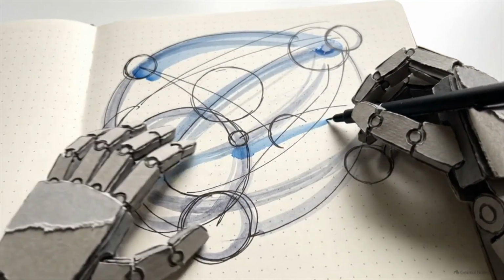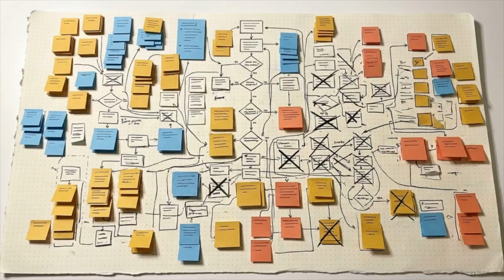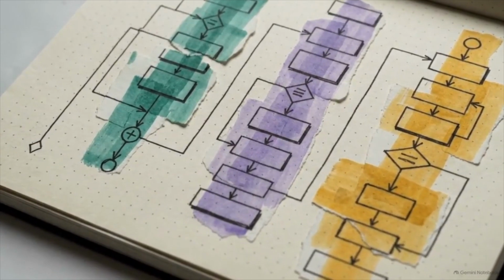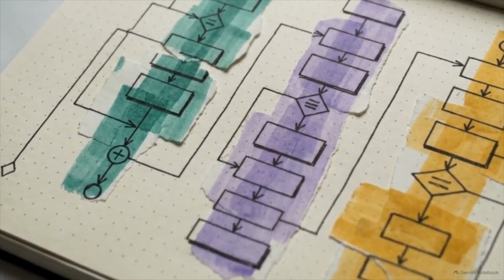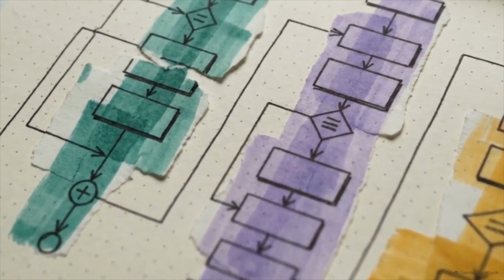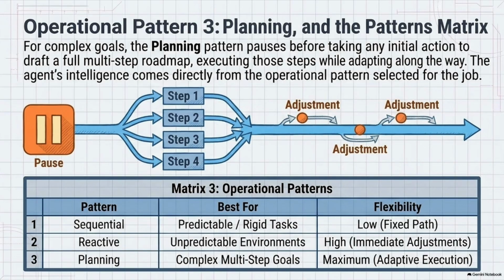It's useful when the task is predictable and you already know the order in which everything needs to happen. The second is a reactive pattern. This is more flexible. Instead of following one rigid long term plan, the agent looks at the current situation, takes an action, observes the result, and then decides which tool or action makes sense next. It's reacting to what it discovers as it goes.